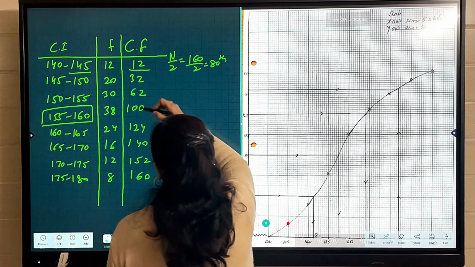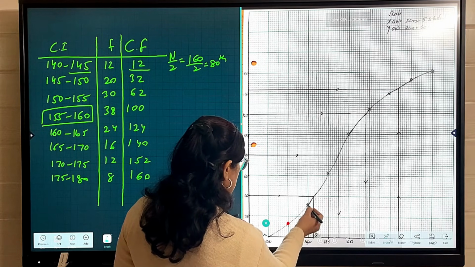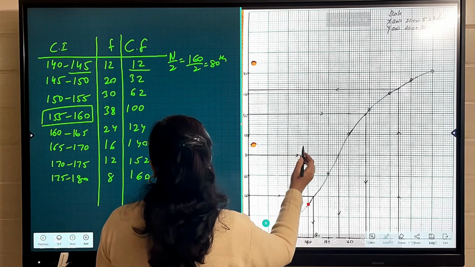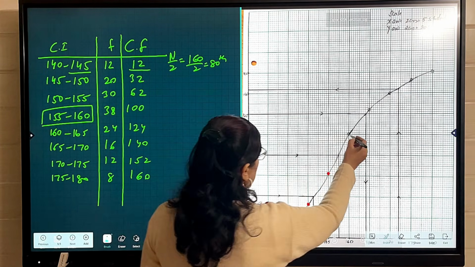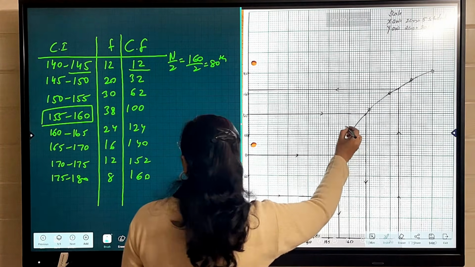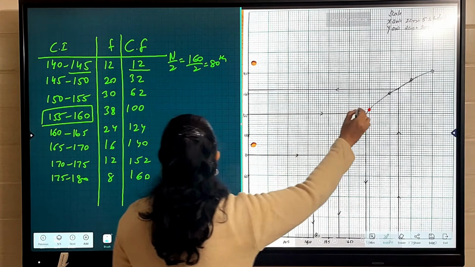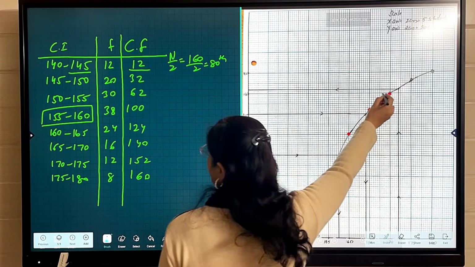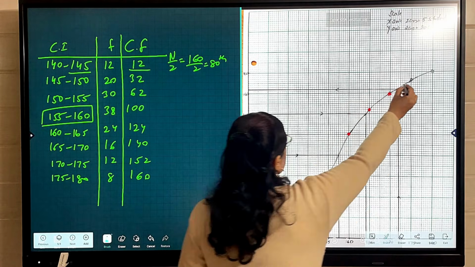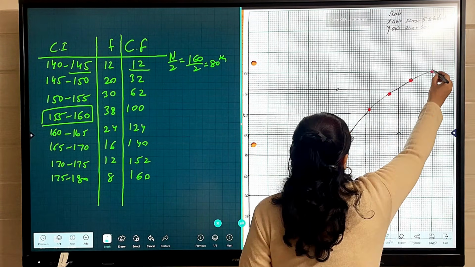Next is 150 and then 32. 150 and this is 32. This is our second mark. Similarly 155 and 62 third. Next is 160. This is 100. Next is 165 and 124, and next is 170 and 140. On 170 this is 140, and then 175, 152 value we have to take, and last is 180, 160 value we have to take.